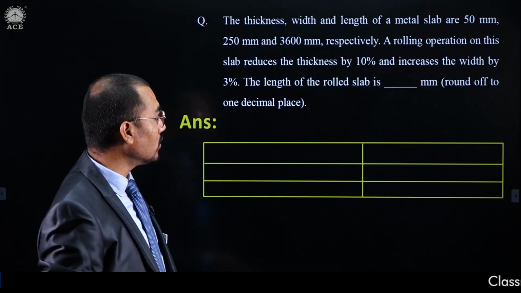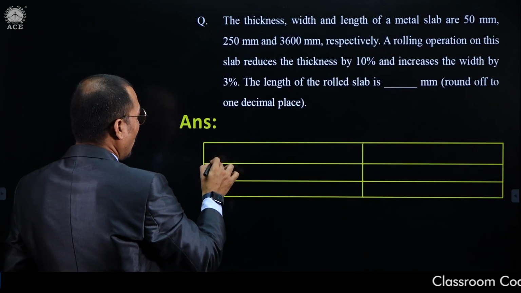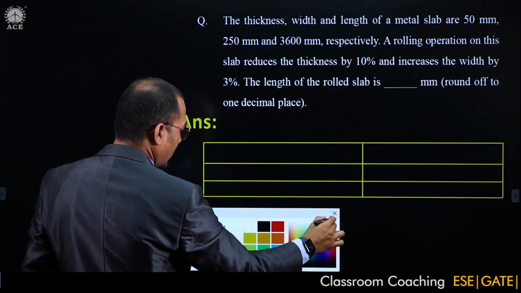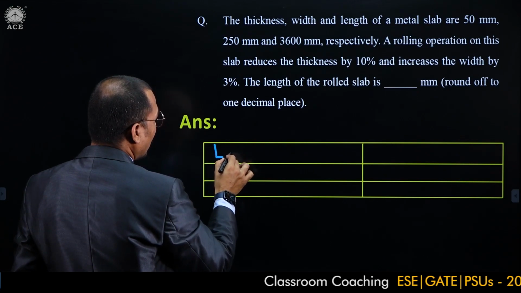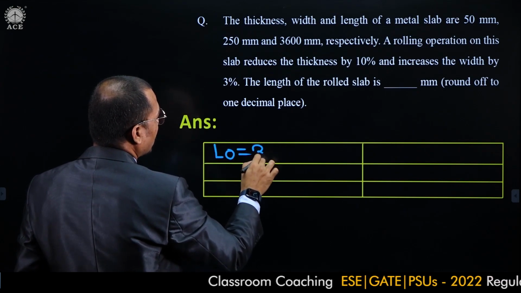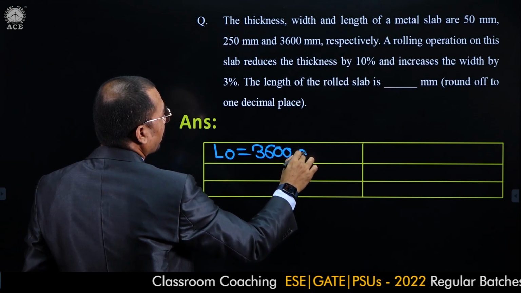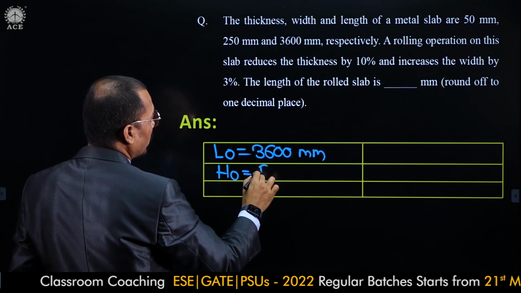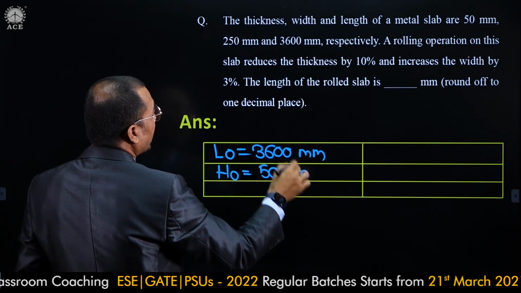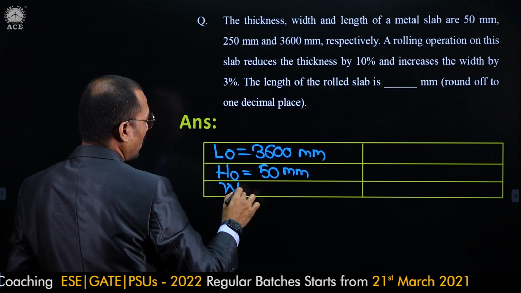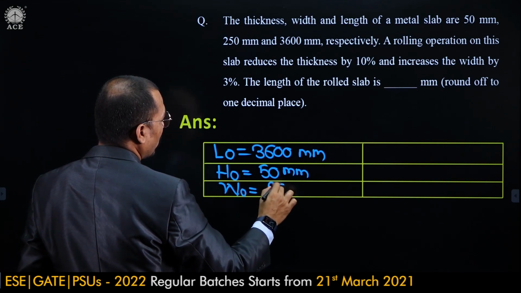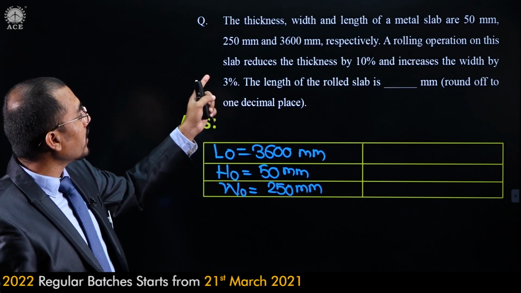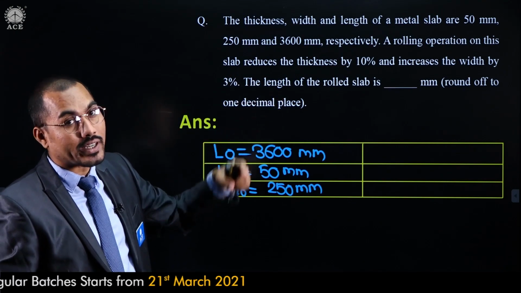So as original values, we can write that the original length L naught is exactly equal to 3600 mm. It is having a thickness H naught equal to 50, and a width W naught equal to 250 millimeter. A rolling operation on this slab reduces the thickness by 10%.